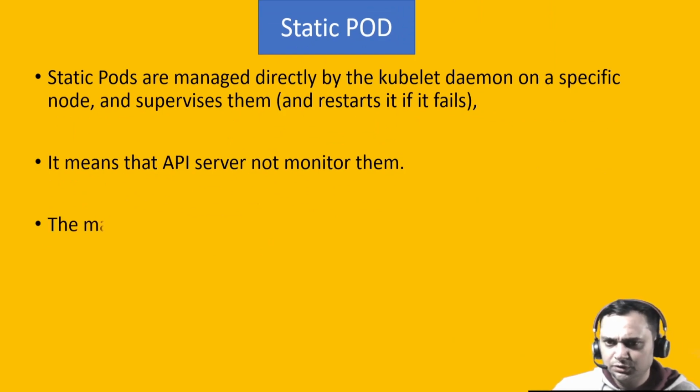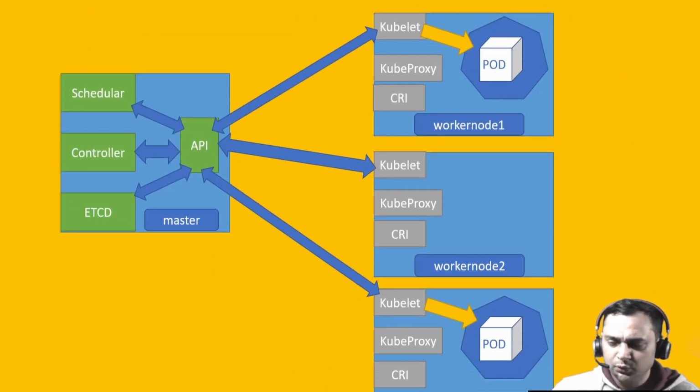The main use for static pods is to run a self-hosted control plane. In other words, we can say that it uses the kubelet to supervise the individual control plane components. So in this diagram, as we already discussed, the kubelet component should be installed on each and every node of the Kubernetes cluster. Thus, this kubelet is also installed on the master node. This kubelet manages the master node components such as the API server, scheduler, controller, and etcd database pods.